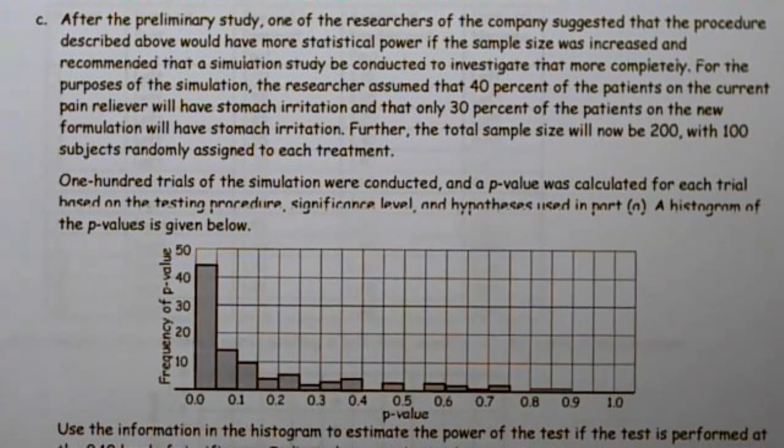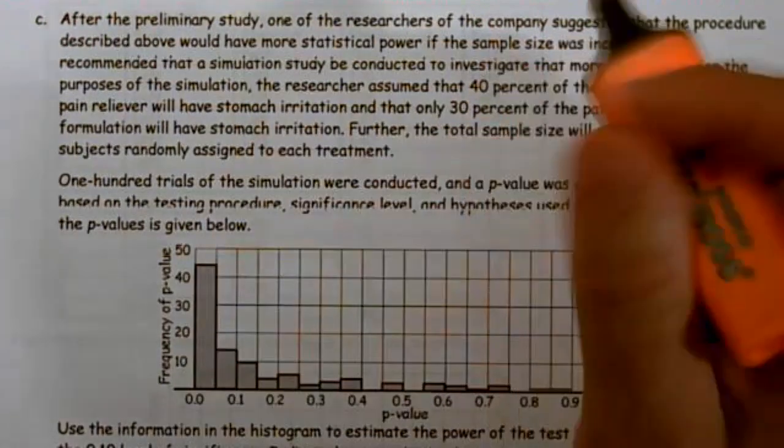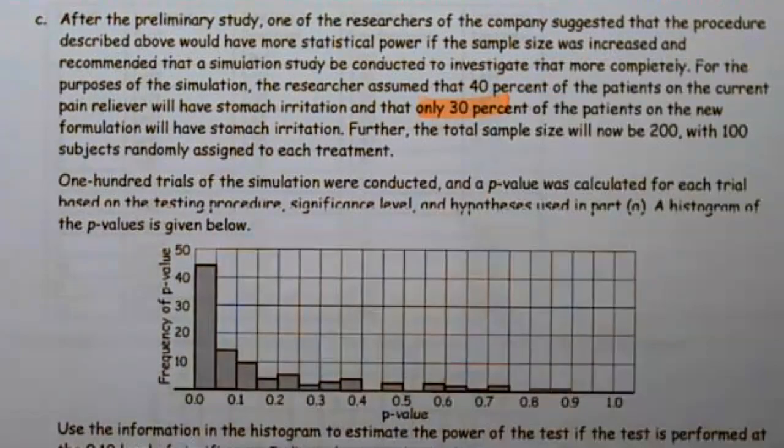For the purpose of the simulation, the researcher assumed that 40% of the patients on the current pain reliever will have stomach irritation and that only 30% of the patients on the new formulation will have stomach irritation. Further, the total sample will now be 200, with 100 subjects randomly assigned to each treatment. 100 trials of the simulation were conducted, and a p-value was calculated for each trial.